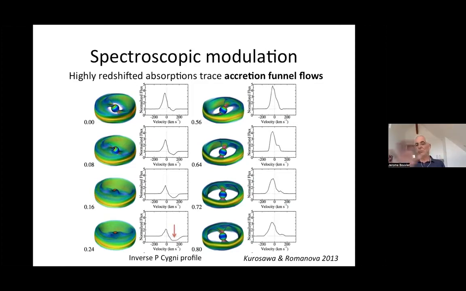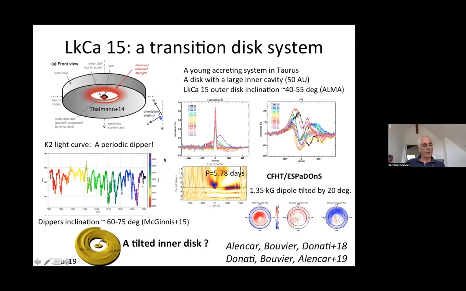And it's highly redshifted because the material is in free fall velocity in the funnel flow, reaching speeds of a few hundred kilometers per second. So this inverse P Cygni profile, this redshifted absorption, is a signature of the funnel flow. And when they come and go as the star rotates, you can reconstruct essentially the geometry of the funnel flow. You know when it's there, you know at which phase it appears and disappears. So that's what we are doing, essentially, monitoring these systems. And I'll show you a couple of examples.